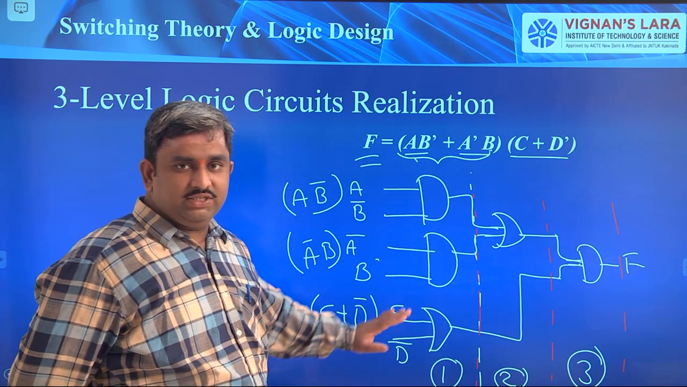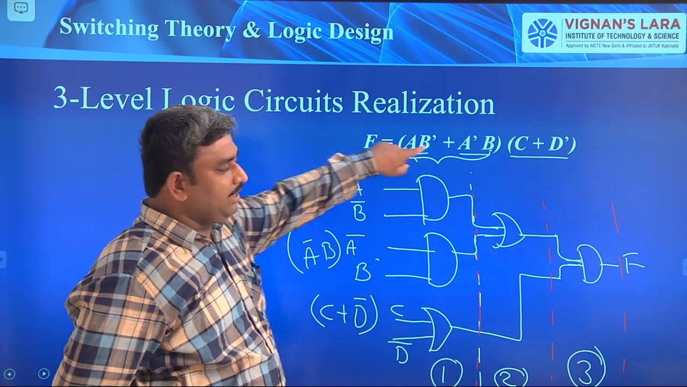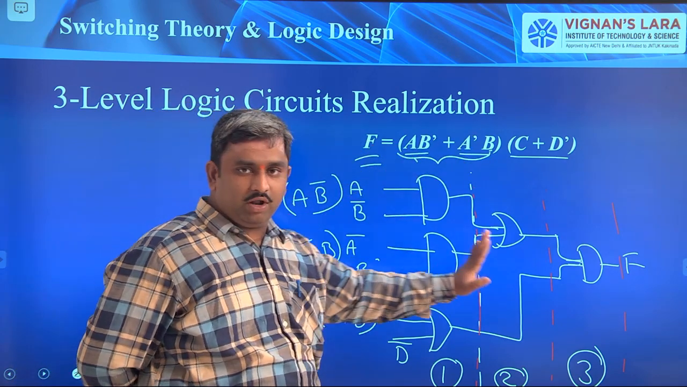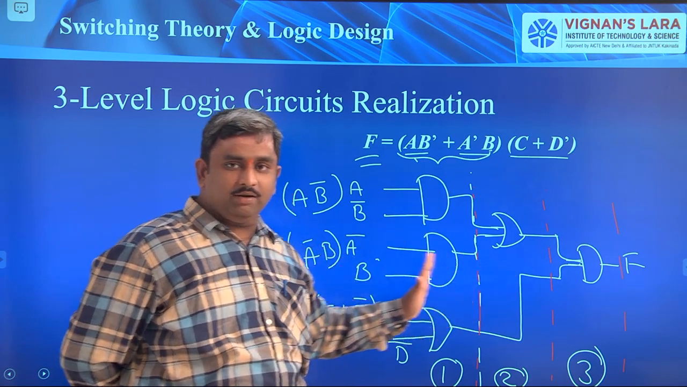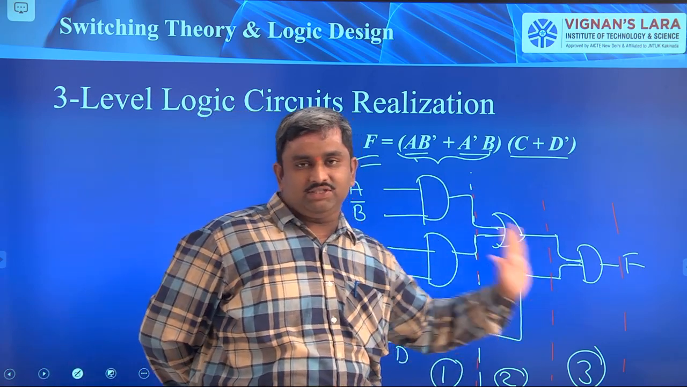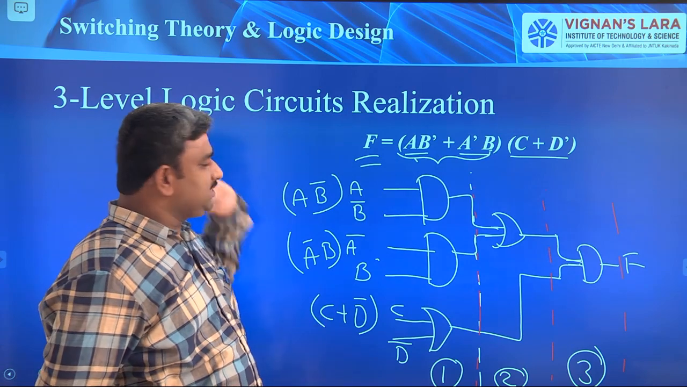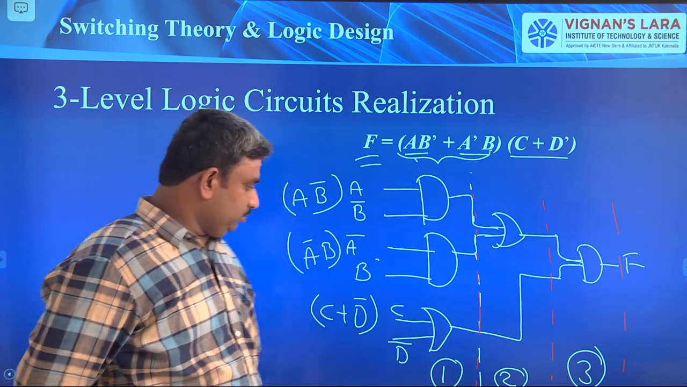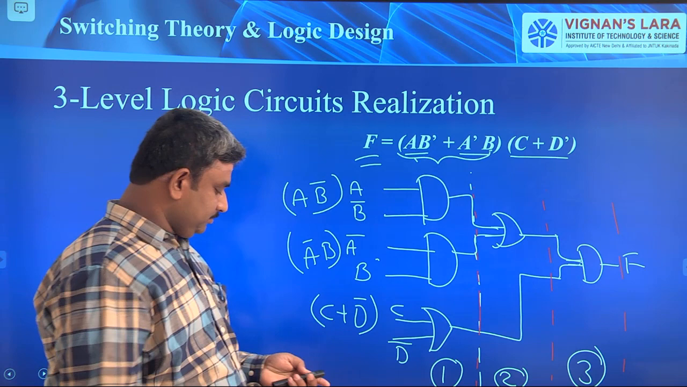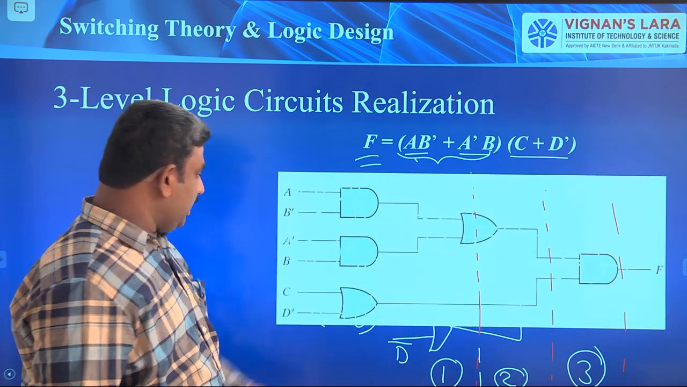It's very simple. We have just taken an expression. For that expression, we have drawn the logic diagram. That logic diagram is represented with the 3 levels of this circuit. So these are examples of 3-level logic circuits.